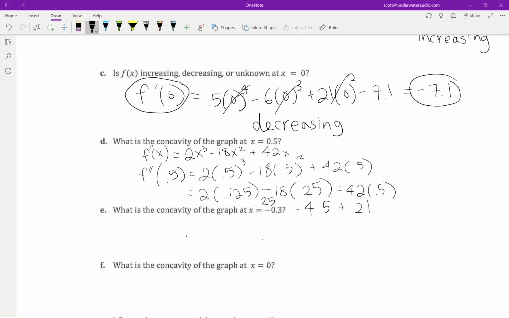Okay, so now we'll add all this together. 0.25 minus 4.5 plus 21. Ooh, okay, so that is something positive, 16.75. So the thing we learned earlier was if the second derivative is positive at a certain point, then it's concave upward.